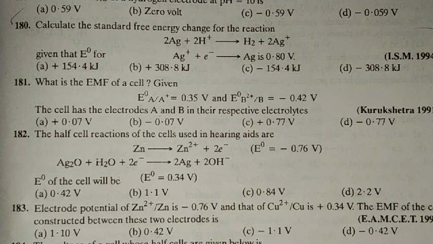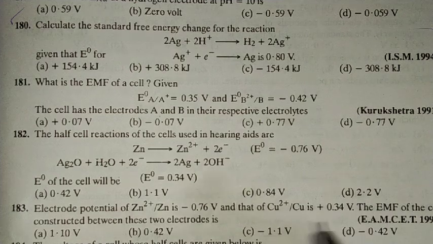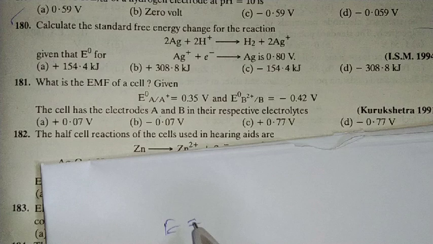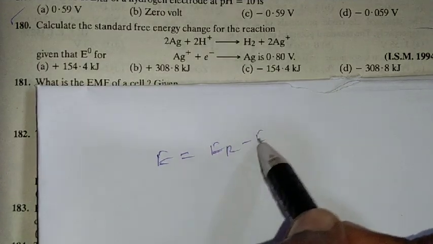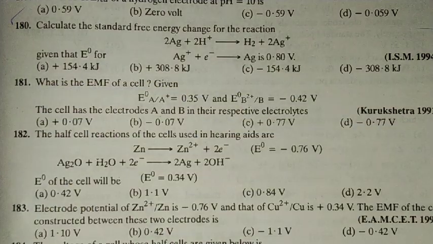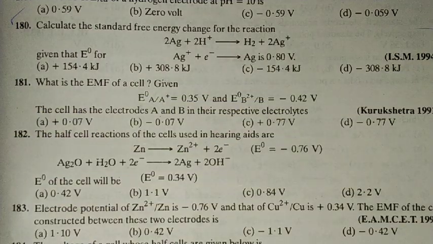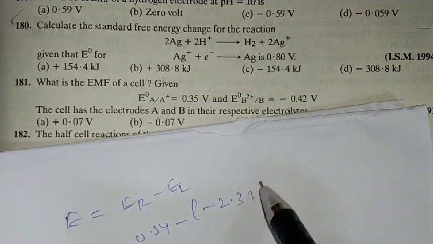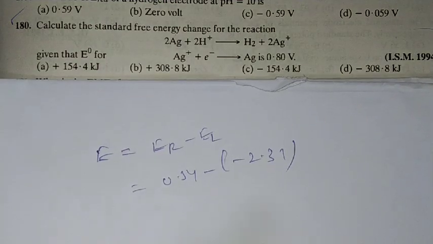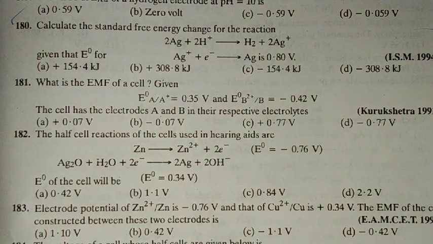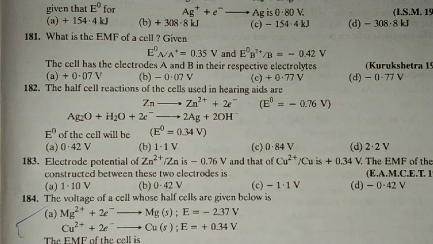Here if you observe, Mg2+ to Mg is a reduction potential. This is reduction potential only given. Cu2+ to Cu, reduction potential only given. Again the formula is EMF of the cell equal to E right minus E left, that means otherwise E cathode minus E anode. So here which is cathode? Copper is cathode. So 0.34 minus minus 2.37. Is it okay? E right minus E left. If you simplify, we'll get 2.71 volts. So option C. Is it okay?